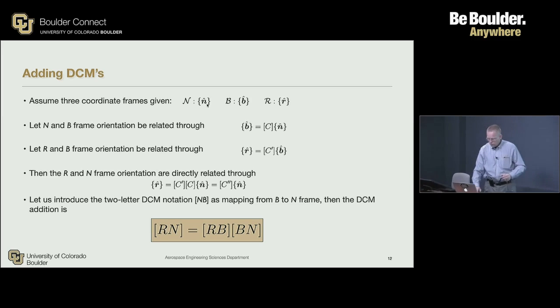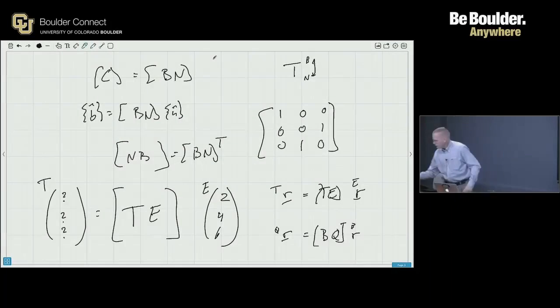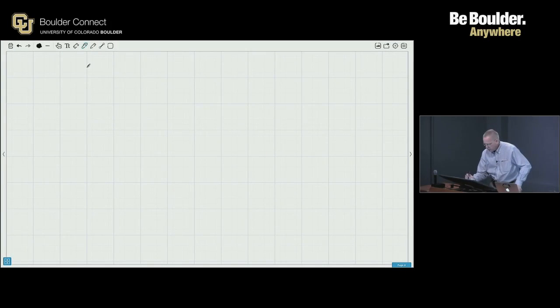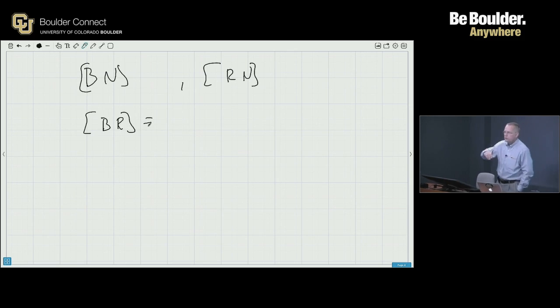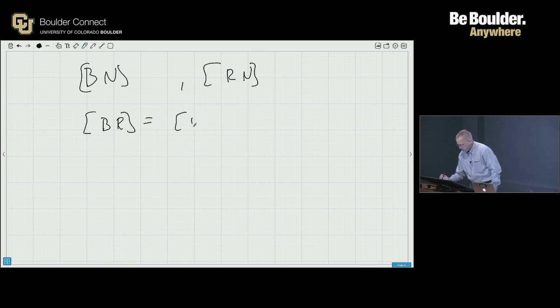Let's say we want to do subtraction. So we're going to now say, look, you know BN, and you know RN, but I'm looking for the relative attitude of body relative to reference. So what I'm looking for is BR. How do I find this now? Go ahead. BN times RN transpose.